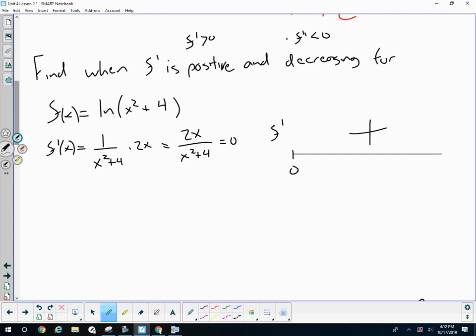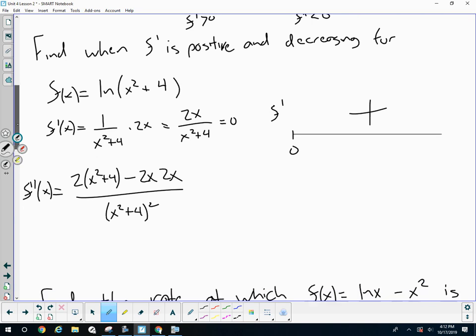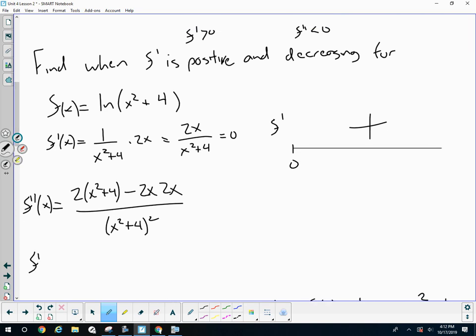Cool. When is f prime decreasing? So when is f double prime negative? All right. Now notice, my first derivative got rid of the log. Now I just have a quotient rule situation. The derivative of the top times the bottom minus the derivative of the bottom times the top all over the bottom squared. And we will have an equation to solve. The top equal to 0, the bottom will always be positive. I get 2x squared plus 8 minus 4x squared over x squared plus 4 squared.